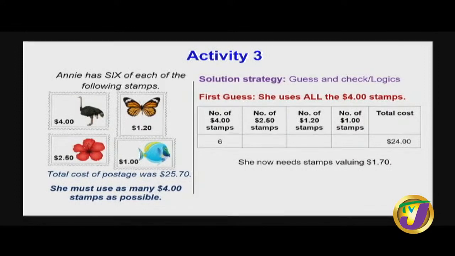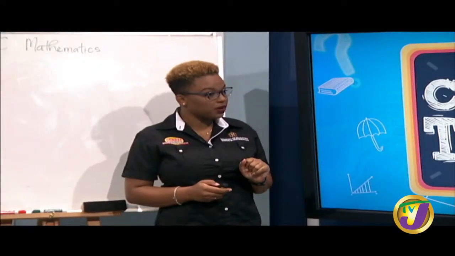With a $1.20 stamp, that would leave only 50 cents, and there's no 50 cent stamp there, so that couldn't work. With a dollar stamp, she would still be short 70 cents, and there's no 70-cent stamp. Ouch. Looks like we guessed wrong. But that's okay, it's guess and check. I also want to note that we're using a table, so we're actually using 3 strategies in one.